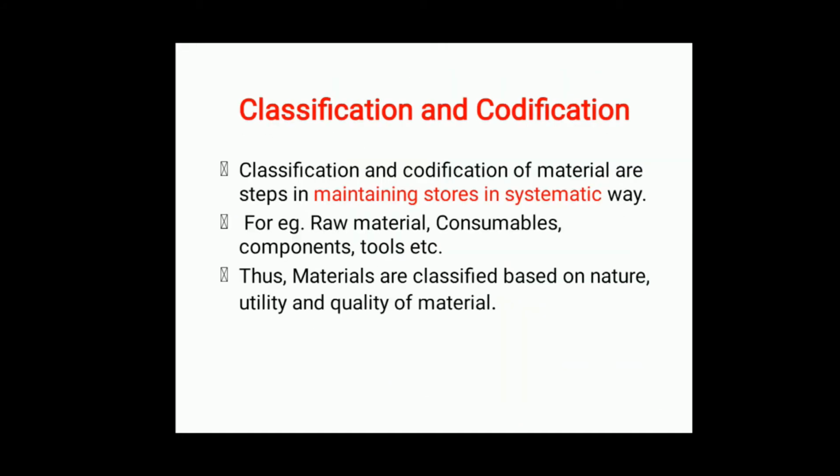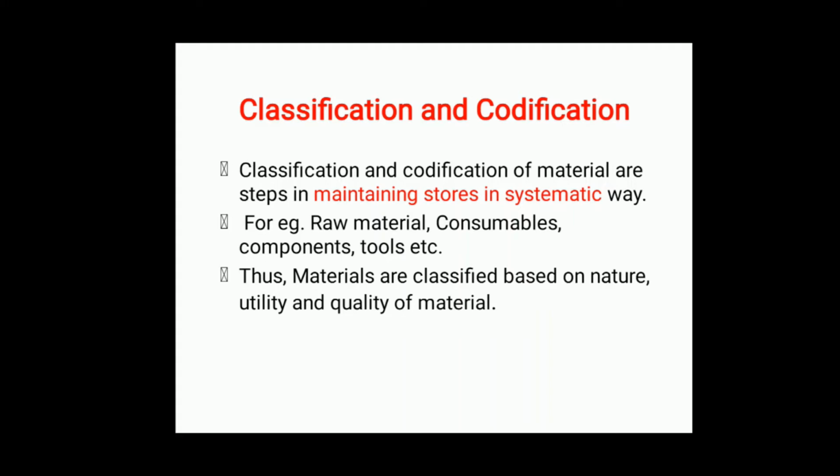That is the important part, that is classification and codification. Classification and codification of material are steps in maintaining stores in a systematic way. Materials are classified in such a way that storing, issuing and identifying of material become easy. This is basically the main funda of this classification and codification, because in such a way we will get some idea about storing, issuing and identifying the material at the time of manufacturing. So that is easy.